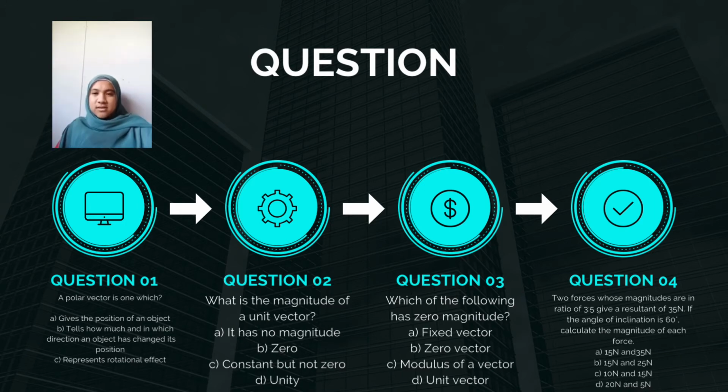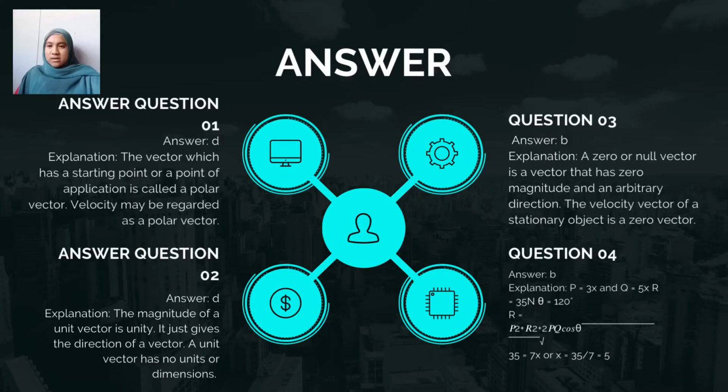So here are the answers to question number 1 and question number 4. Question number 1. The answer is D. Has a starting point of application. Explanation: The vector which has a starting point or a point of application is called a polar vector. Velocity may be regarded as a polar vector. Question number 2. The answer is D. Unity.